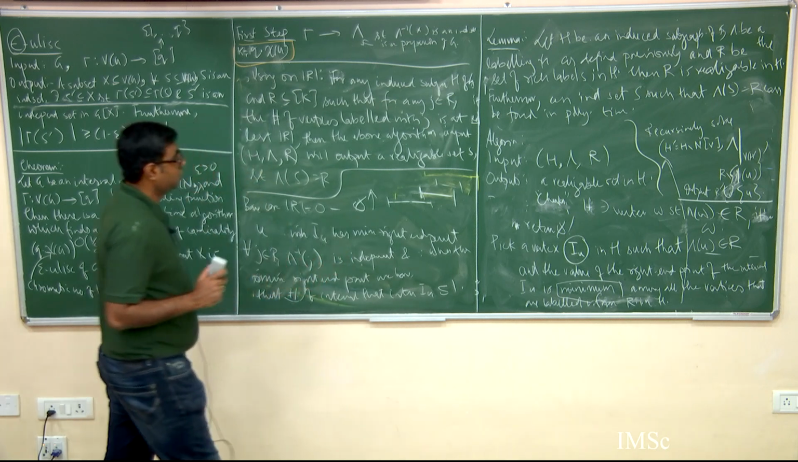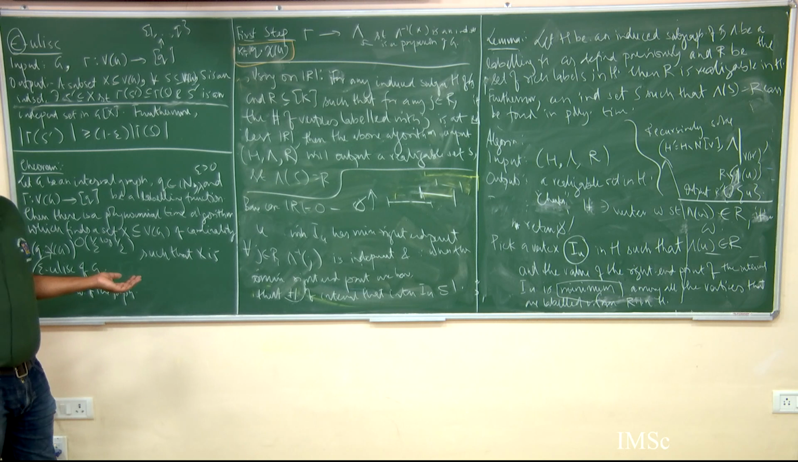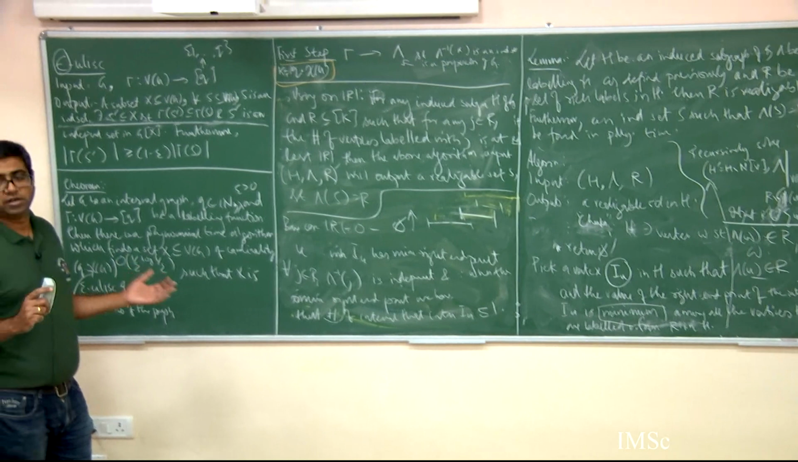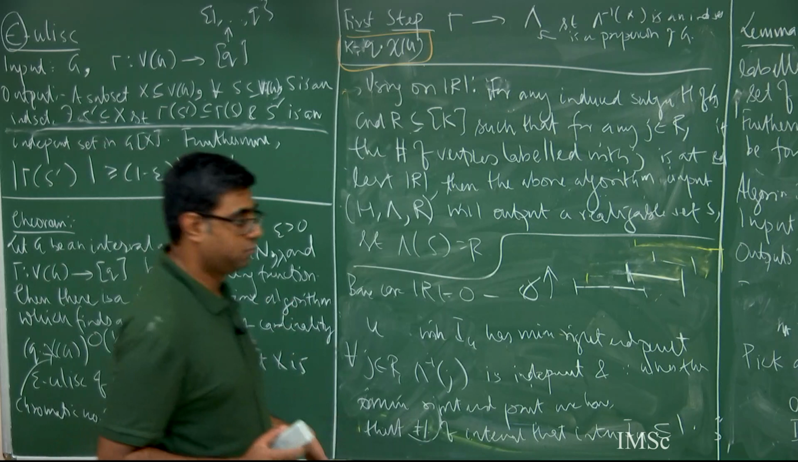So what did this lemma tell us? That if we have a rich set, then in polynomial time we can find a realizable set, and this will be a small subroutine in our big algorithm. Okay, so this is our goal to prove, and now we are going to prove the most technical lemma.